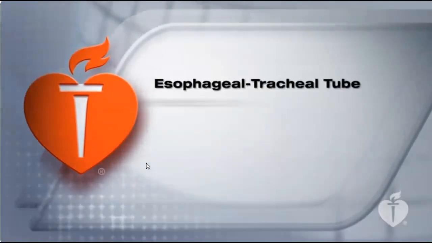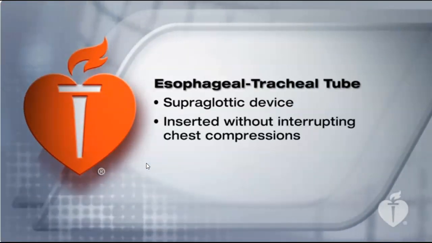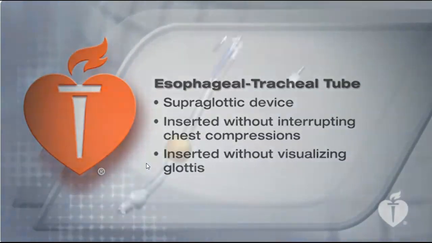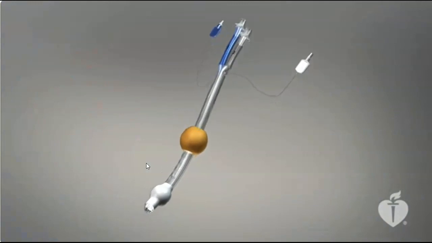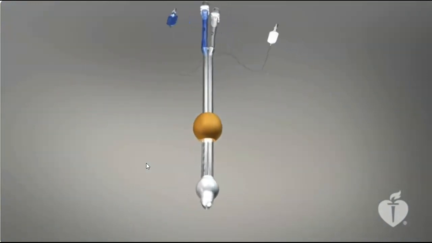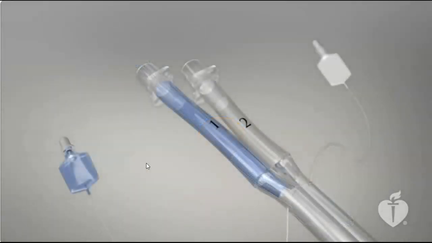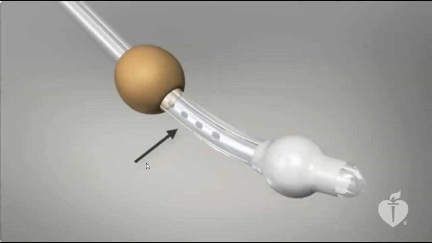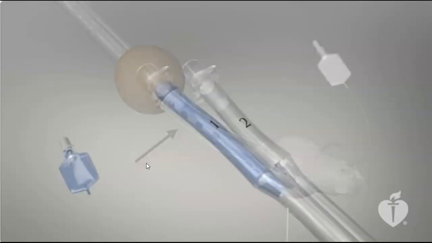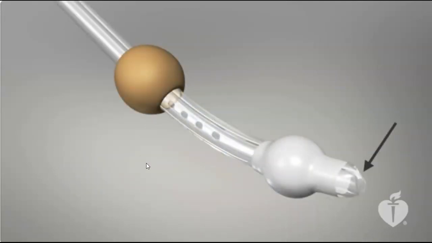The esophageal tracheal tube is a supraglottic device that providers can insert without interrupting chest compressions and without visualizing the glottis. The esophageal tracheal tube is made up of 2 lumens permanently stuck together. Each tube can provide oxygen to the patient, depending on how it's inserted. The longer blue-colored tube, marked with a number 1, provides ventilations through 8 small openings in the pharyngeal section. The shorter, clear-colored tube, marked with a number 2, provides ventilation straight through the end of the tube. Once inserted, the distal end of the device will either rest in the esophagus or the trachea.